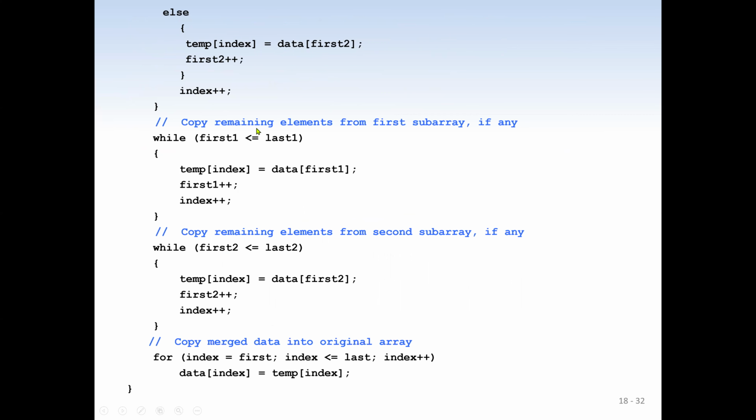Now we can also copy the remaining elements from the first subarray, if any. So while first1 is less than or equal to last1, we haven't yet reached the end. So we assign the data first1 to temp index. Then we increment first1, and also we increment the index. The same thing, we can copy remaining elements from the second subarray, if any. While first2 is less than or equal to last2, we assign the data first2 to temp index. Then we increment first2.